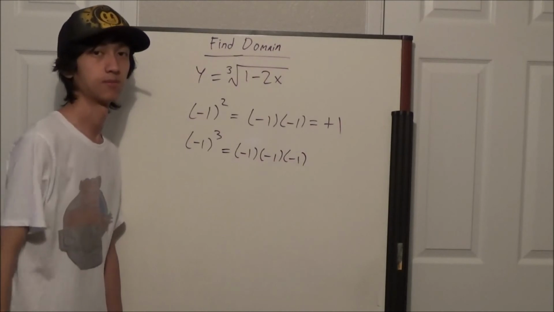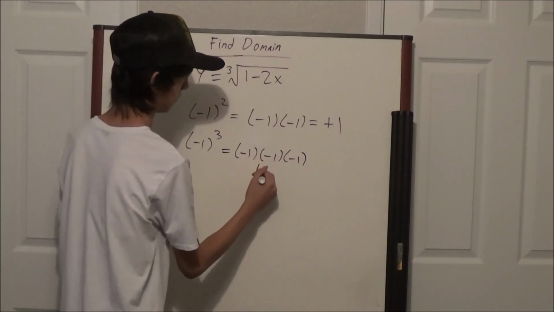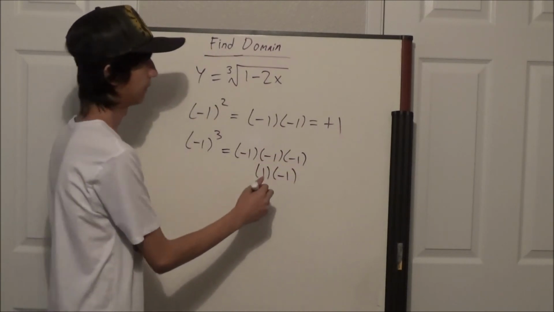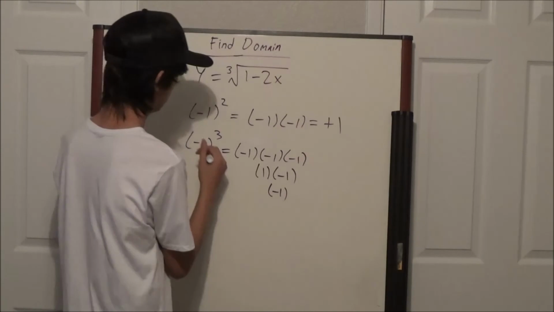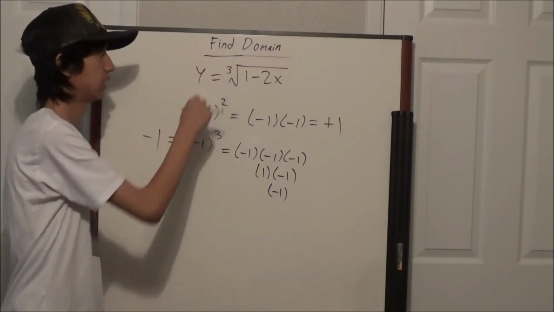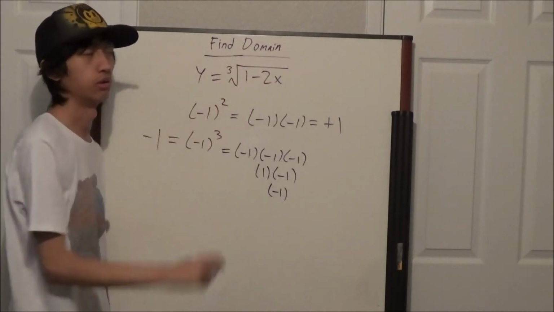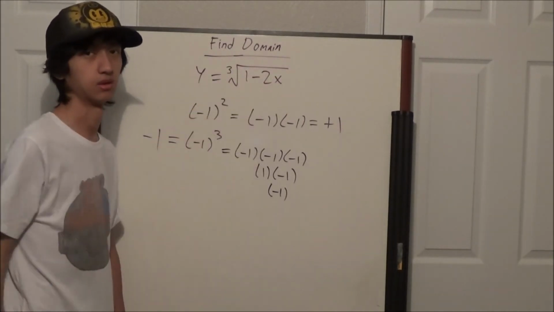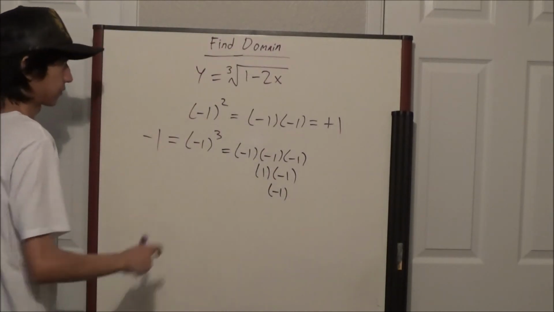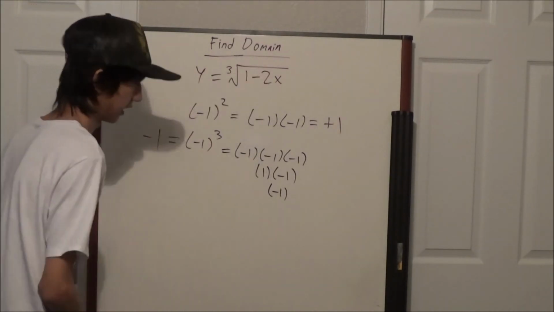That's what this equals. So when I do a negative times negative, that's a positive. But I still have that negative there, so that makes it -1. So this is equal to -1. Which is why if it's an odd number, we can have a negative number inside that cube root, or an odd root number, whatever it's called. As long as that number is odd, you can have a negative inside here.